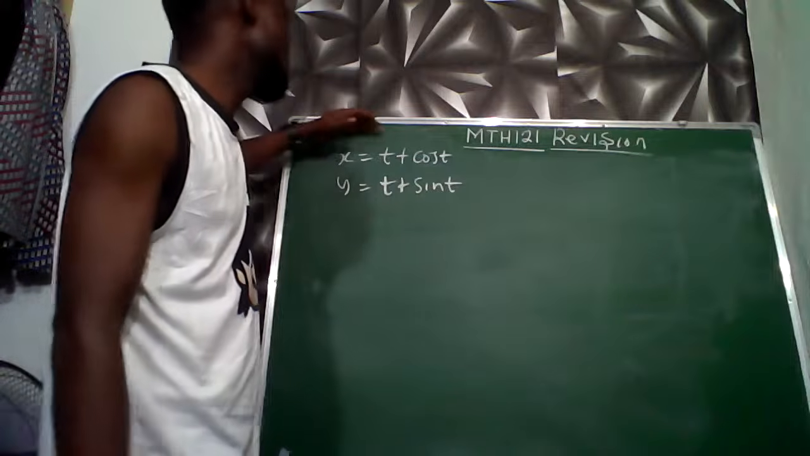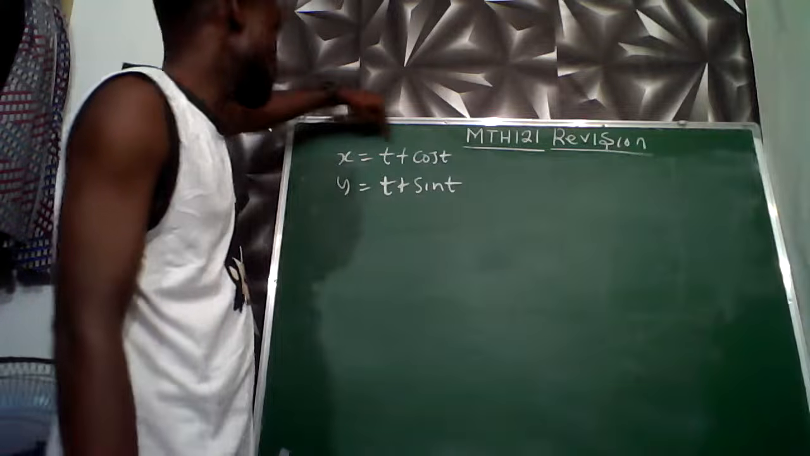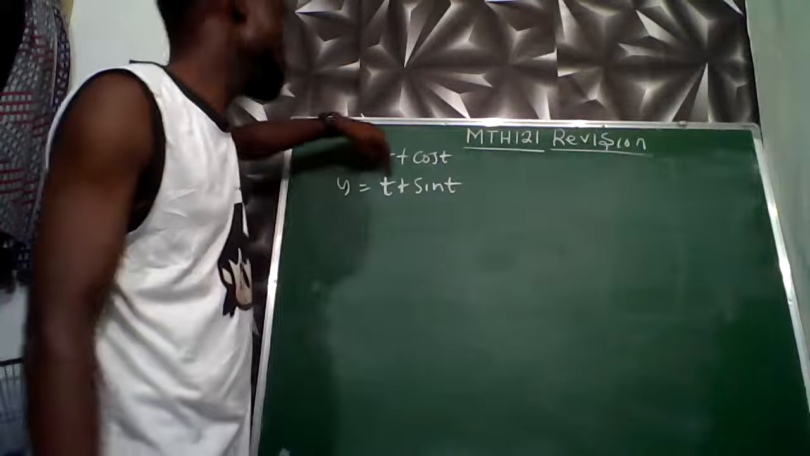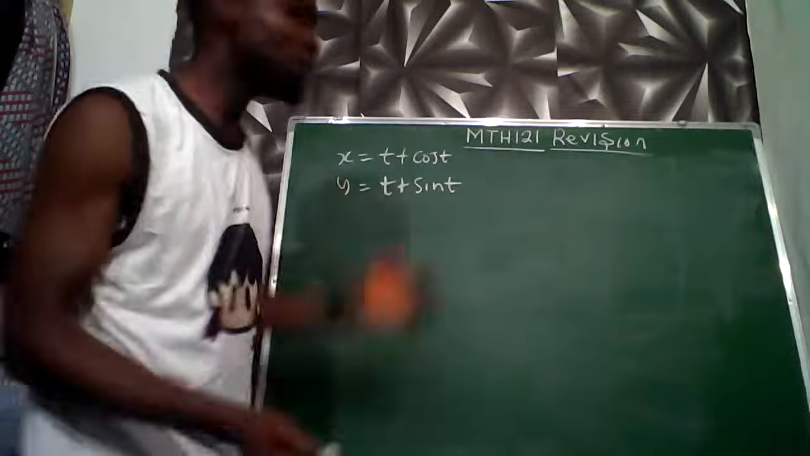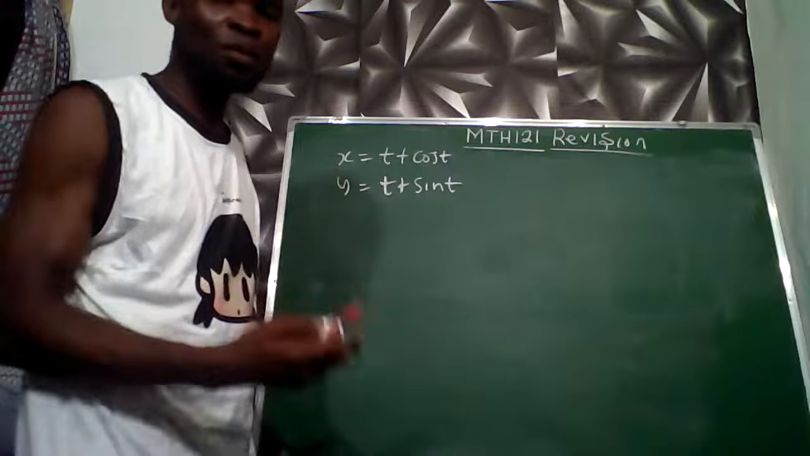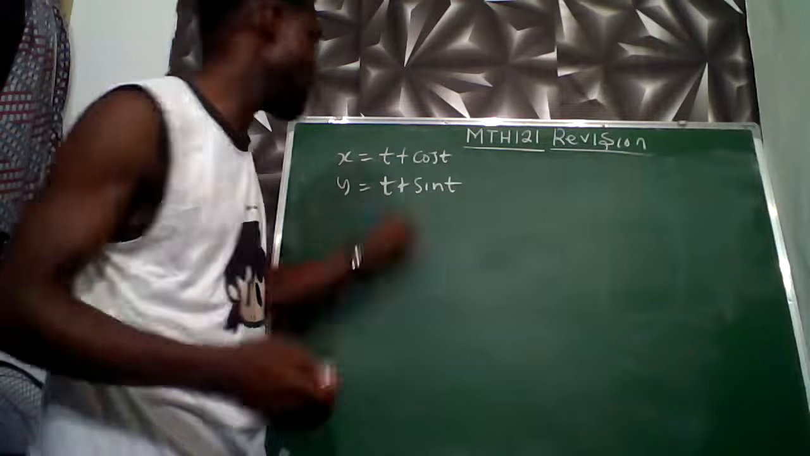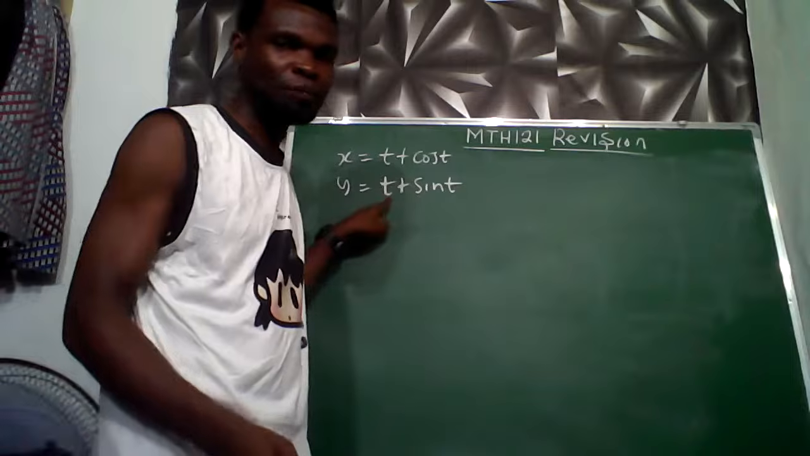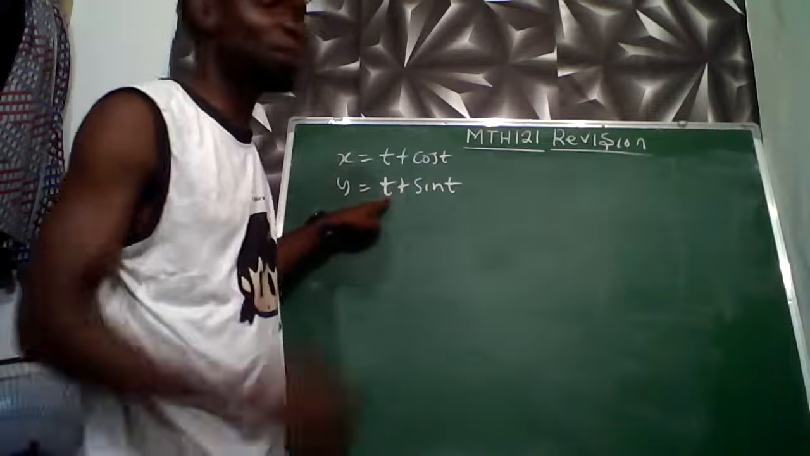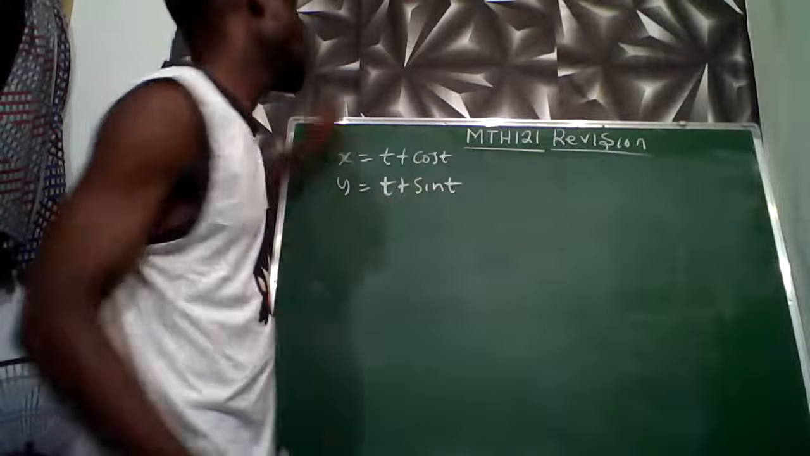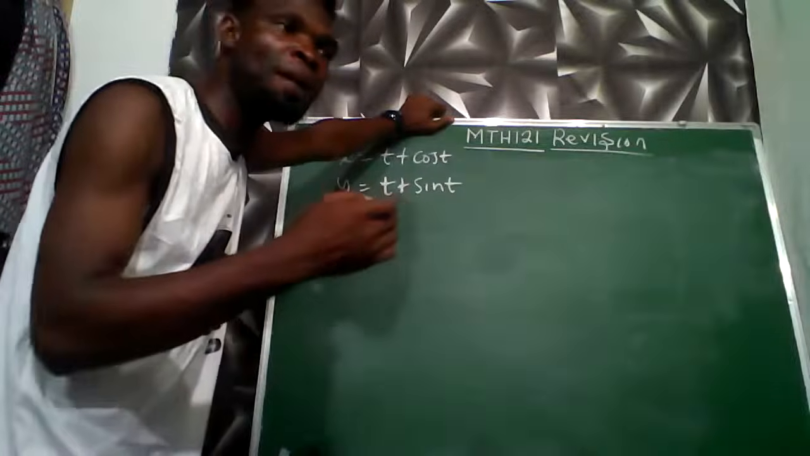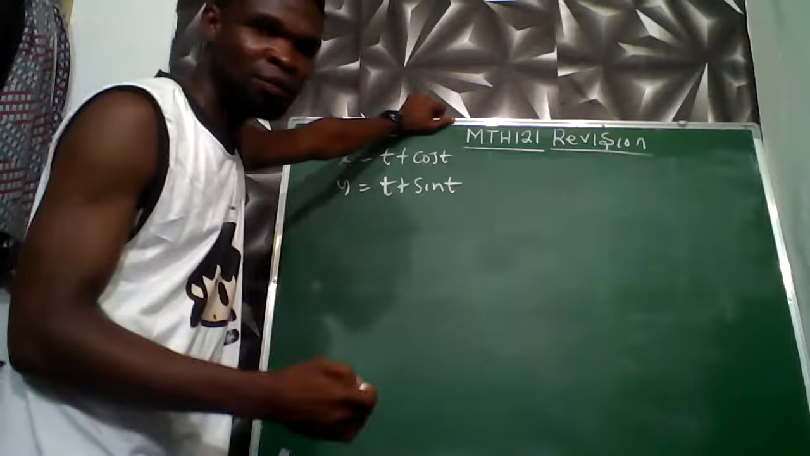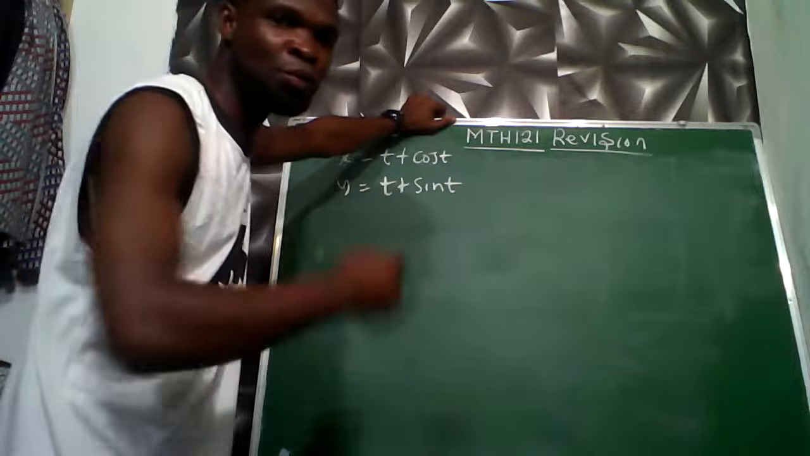Okay, so x is a function of t and y is a function of t. So there's an introduction of a third variable. Remember, we always have x and y. So there's the introduction of the third variable here, which is t, and this t is called the parameter. The question now is, how do we differentiate a parametric function? It's very simple.